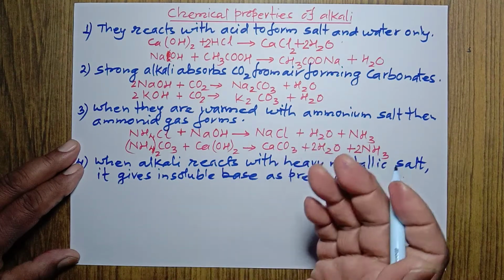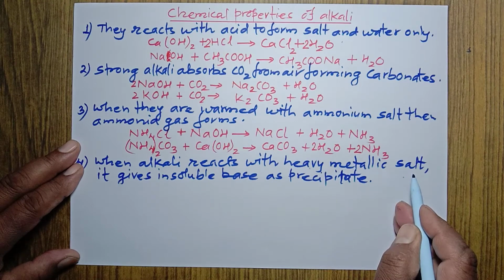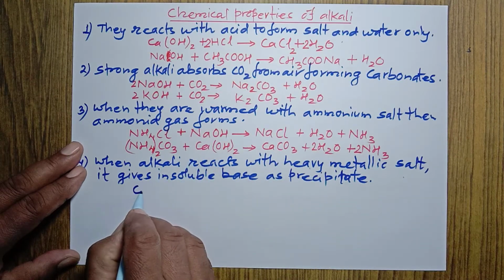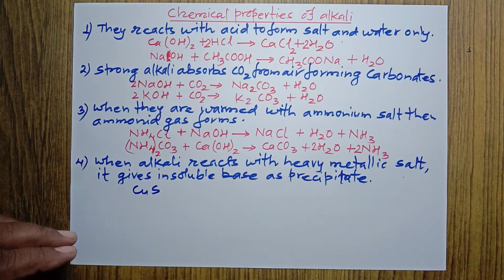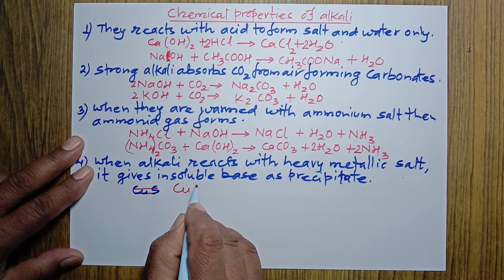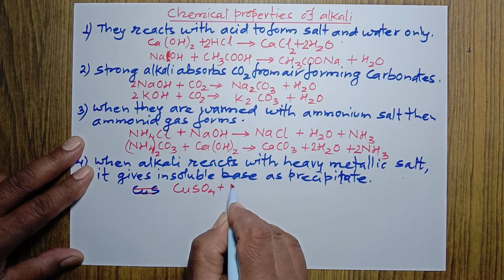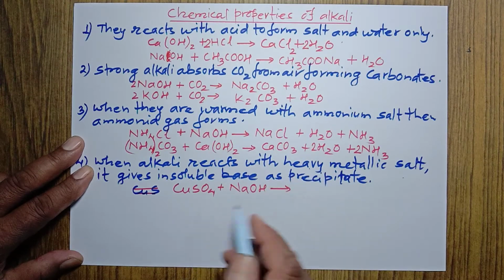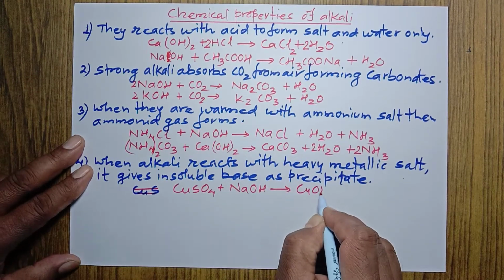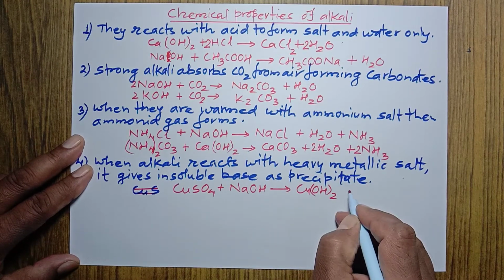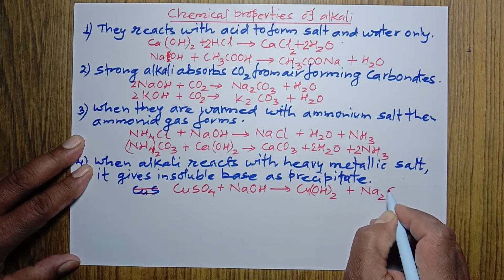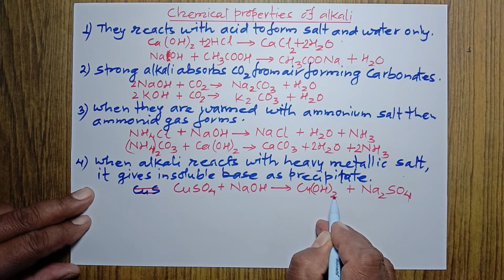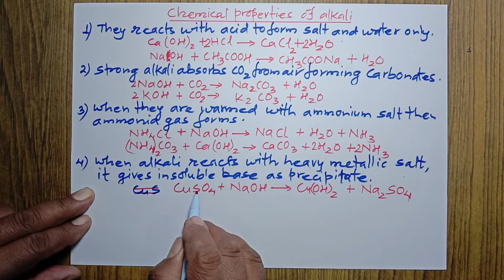When alkali reacts with, let's take some alkali reacting with heavy metallic salt. Heavy metal means it may be calcium, it may be copper, it may be iron, it may be zinc. Heavy metal, let's talk about copper. Copper sulfate, let's write with another ink. Copper sulfate if it reacts with alkali, then what is seen? Heavy metallic salt is reacting with alkali. Then copper hydroxide forms, this is an insoluble base. Copper hydroxide precipitate along with sodium sulfate.